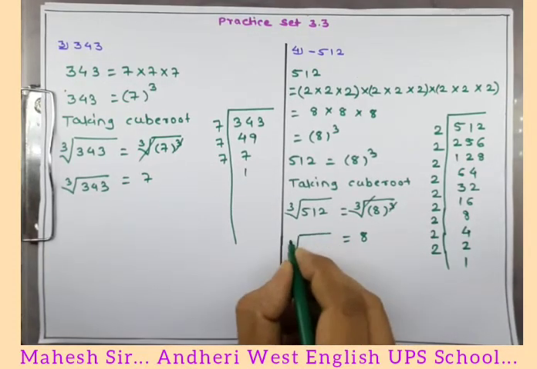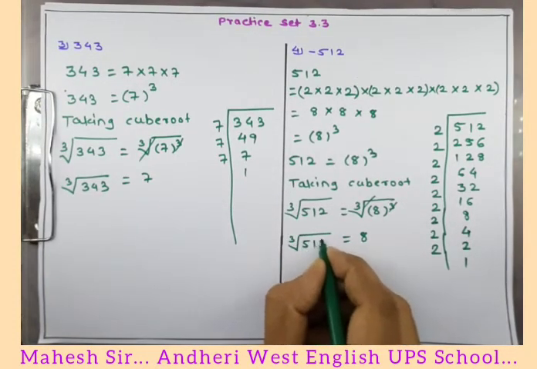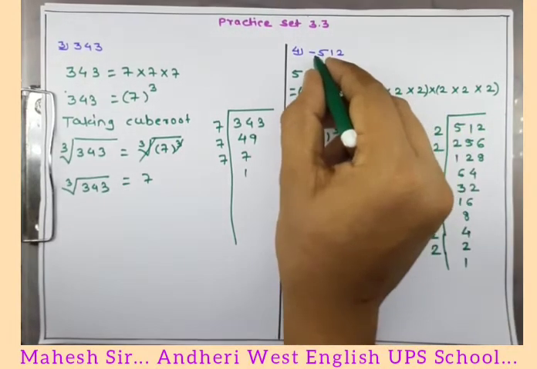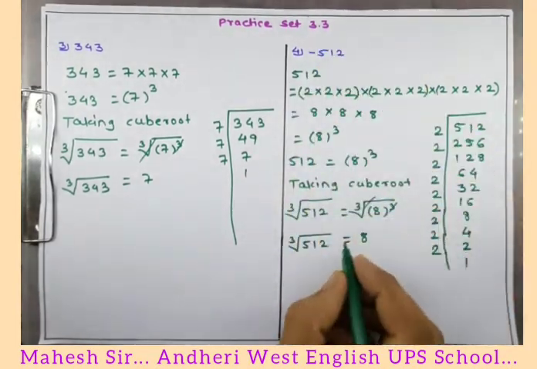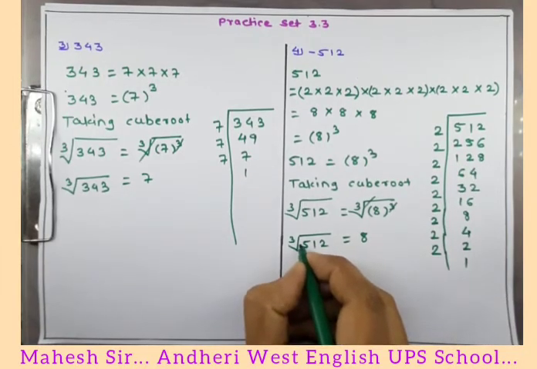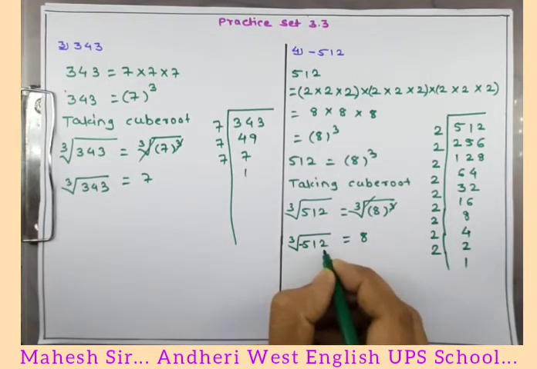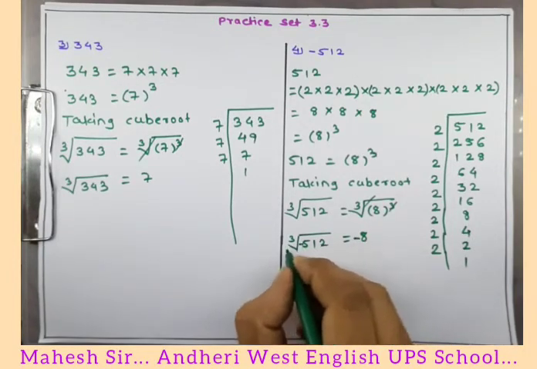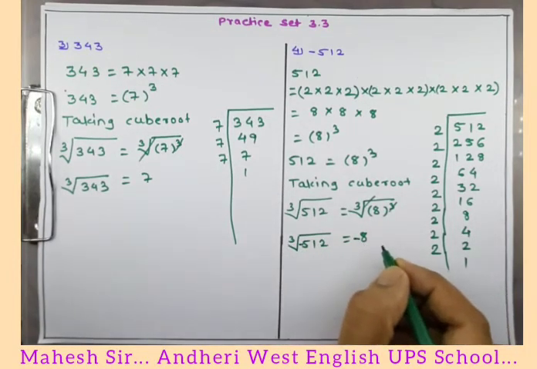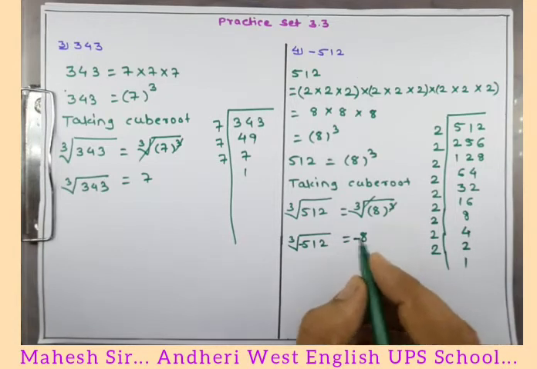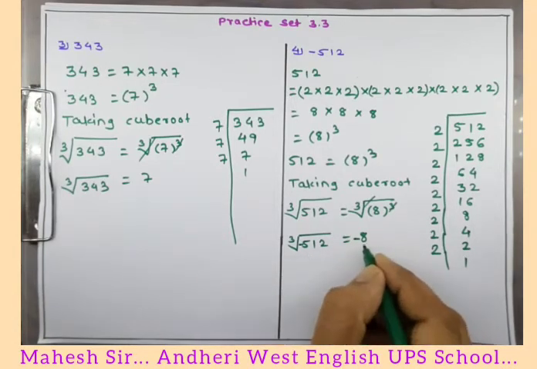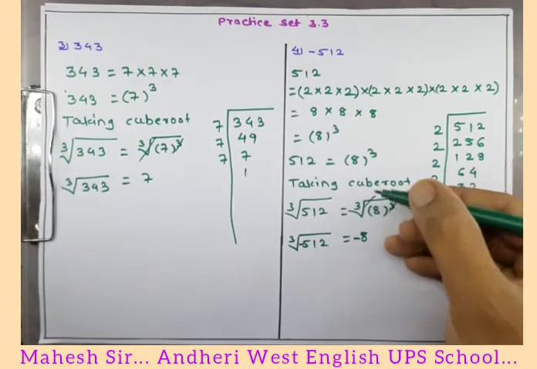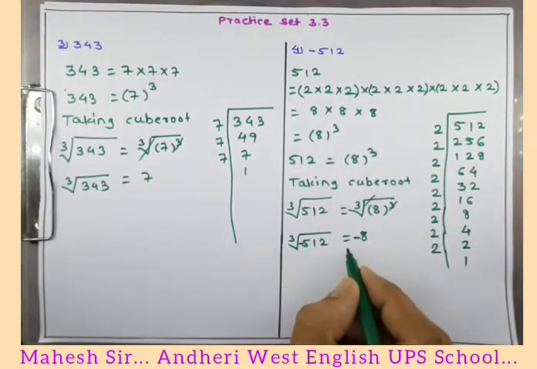So cube root of 512 is 8. But here the sign is minus, so the cube root of minus 512 is equal to minus 8, because we know the cube root of a negative number is also negative. So we first solve as a positive number, then at the end we write the negative sign.